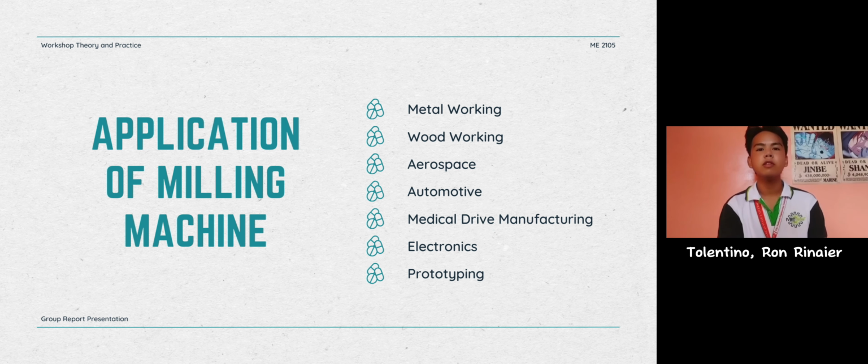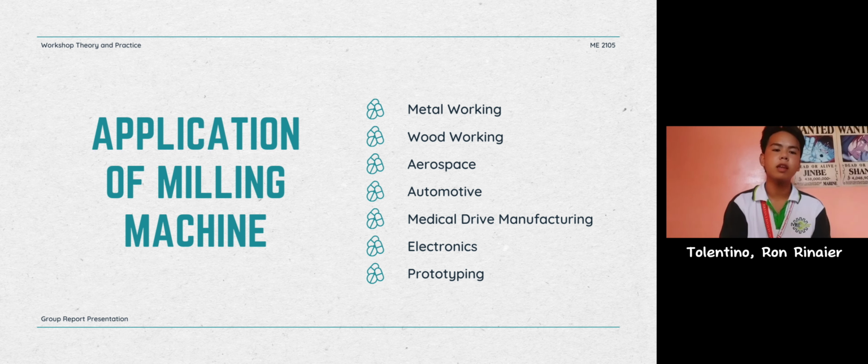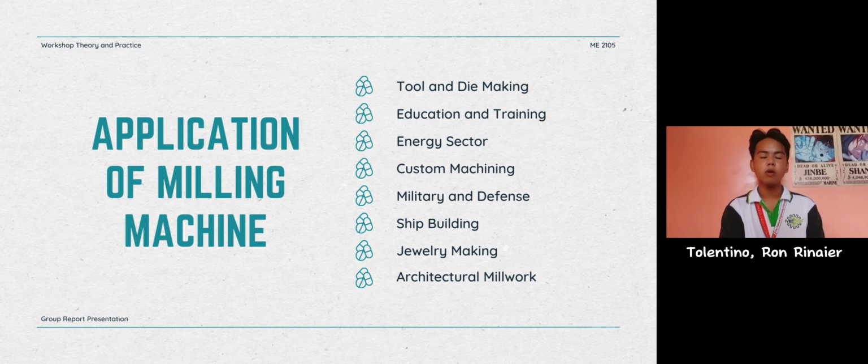And now we're here to discuss the application of milling machine. Milling machines are essential tools in various industries including metalworking, woodworking, aerospace, automotive, medical device manufacturing, electronics prototyping, tool and die making, education and training, energy sector, custom machining, military and defense, shipbuilding, jewelry making, and architectural millwork.